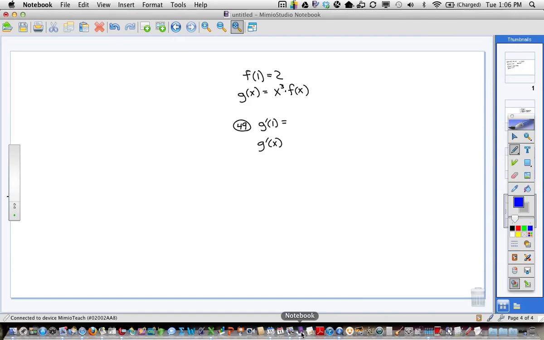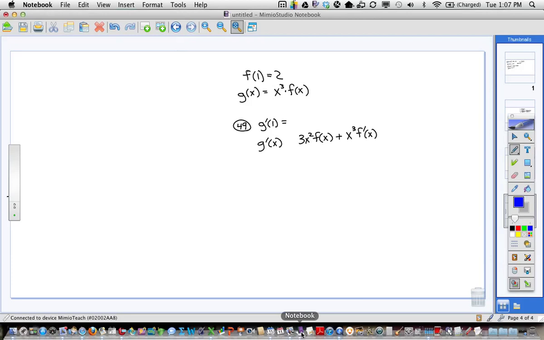So here's g of x. Tell me what g prime of x would be. 3x to the second. Times just f of x, right? It's the derivative of the first, the derivative of x cubed, times this one left alone, plus x cubed left alone, times f prime of x.